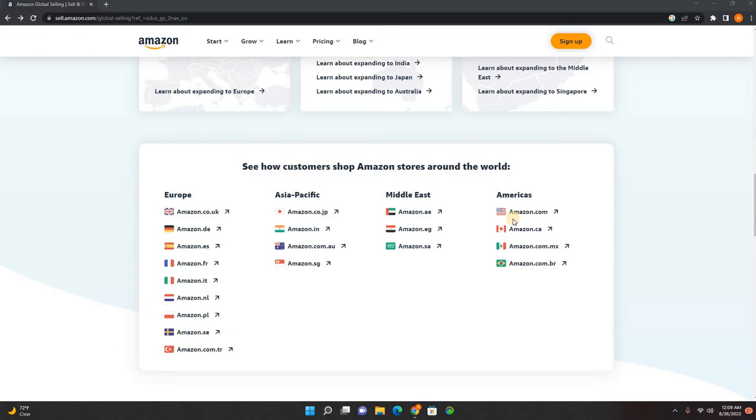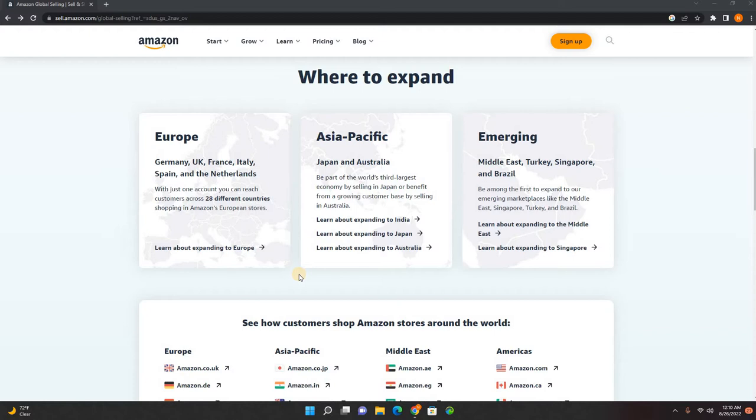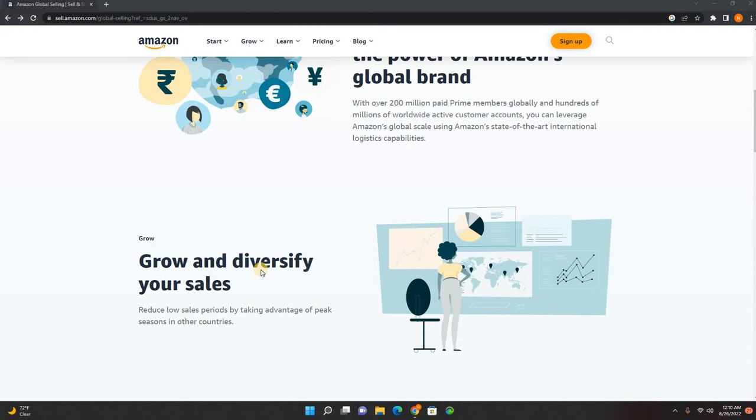If you want to sell all over the world at one time, like in all of these countries, you can. It is not a big issue where you are living now, which country you are from, or where you are going to open your store. You can do it from your laptop, your computer, or even your mobile phone. So you can do that business. See how customers shop in the Amazon store around the world. These are the countries we are going to discuss, so please watch carefully and focus on our lesson.